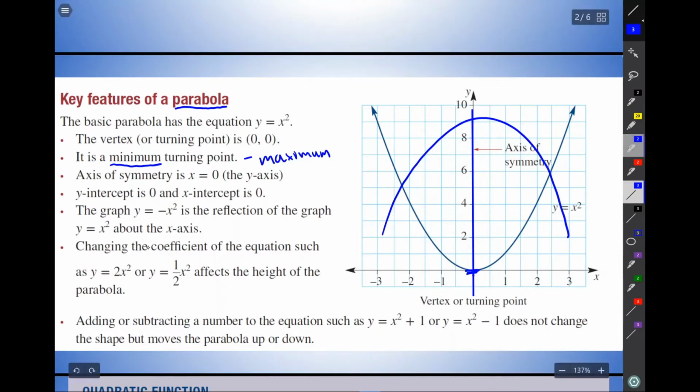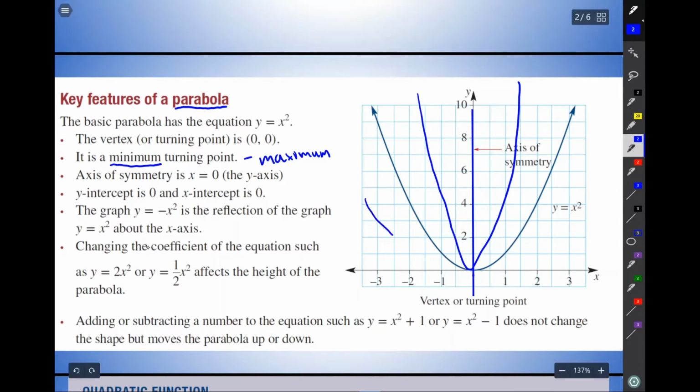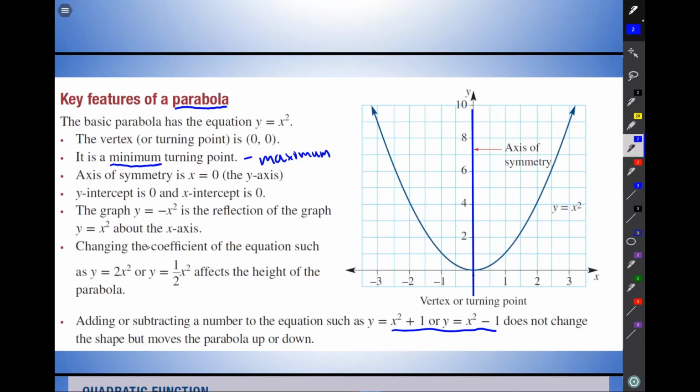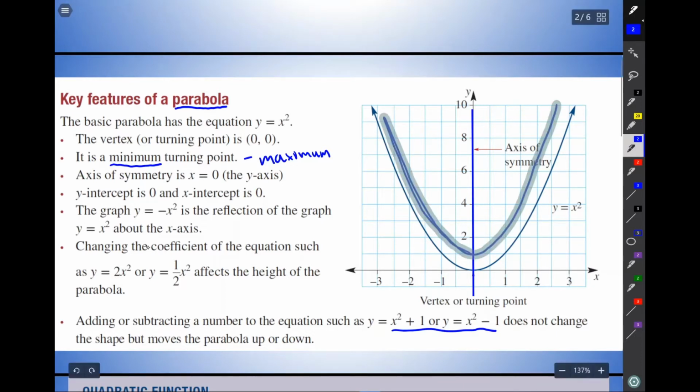Something else that we need to know is that this number here in front of the x squared basically affects the height of the parabola. So 2x squared might look more like this, and a half x squared might look more like this. And then this last point here, if we add or subtract 1 at the end, it basically just changes where we start from. But it shouldn't affect the shape of the graph, even though my drawing is a different shape to that graph.